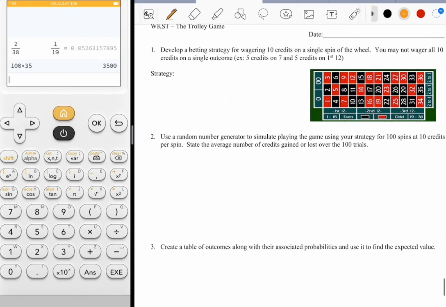So the first thing you're going to do is develop a betting strategy for wagering 10 credits, dollars, whatever you want to think, on a single spin of the wheel. You may not wager all 10 credits on a single outcome, right? So you're going to have to split your wager up. I'm going to show you a strategy, and then you'll come up with your own strategy following this approach.